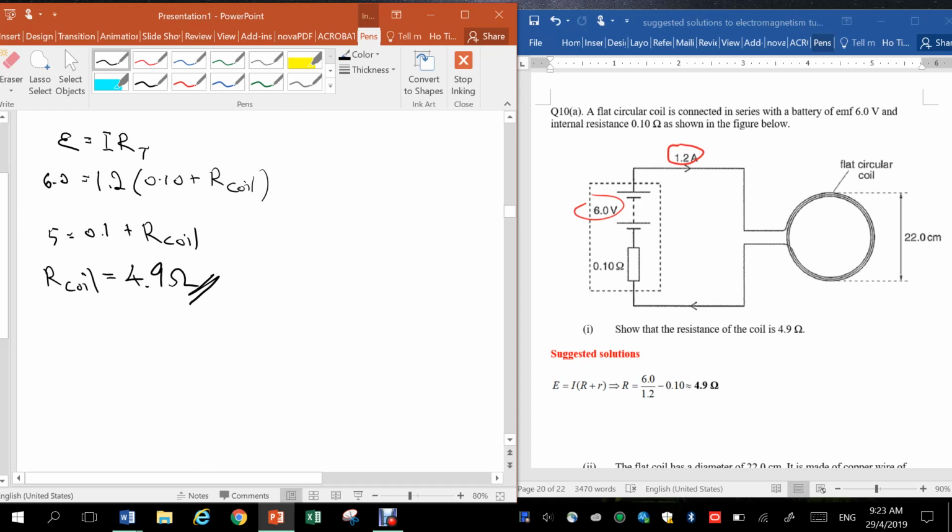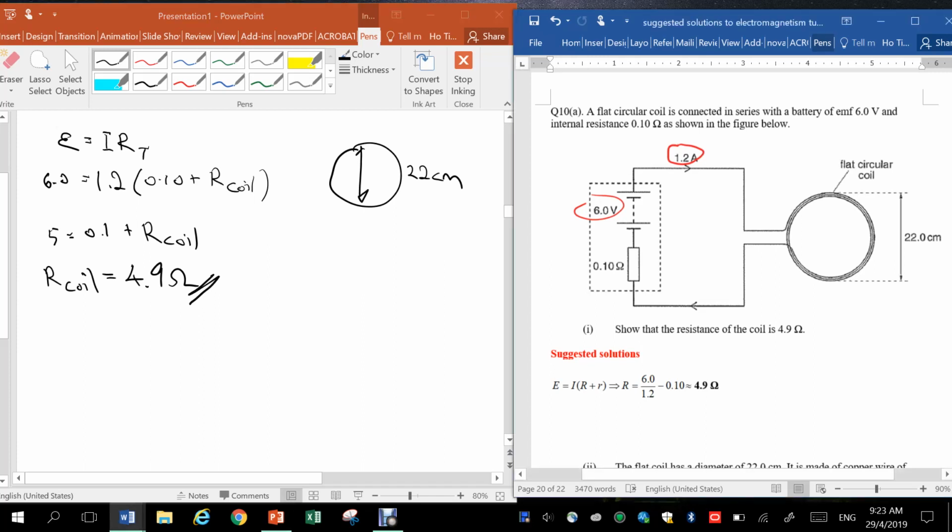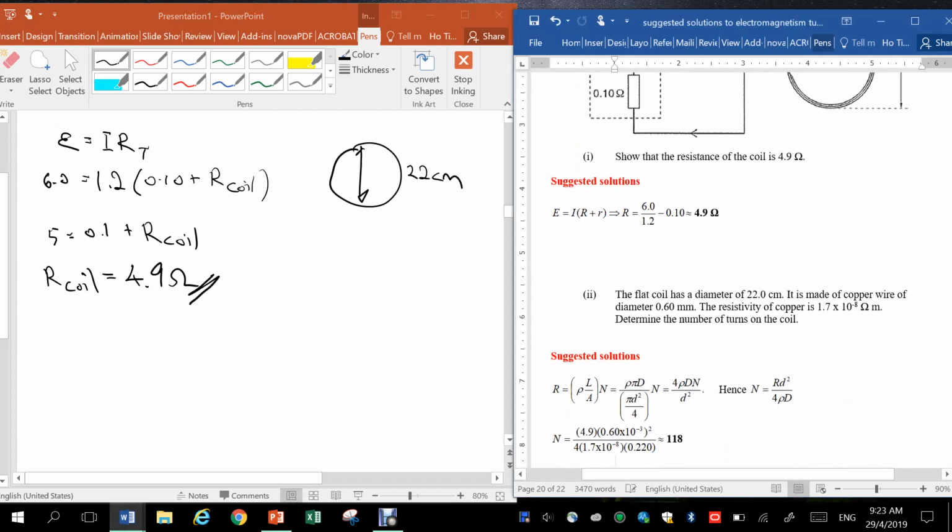Moving on, what else did they ask? Oh, let's write down some of the clues that we have here. The diameter of the coil is 22 cm, so I believe that will help us later. Right, let's move on. Part 2. The flat coil has a diameter of 22 cm. It is made of copper wire of diameter d. So this is the diameter of the coil.